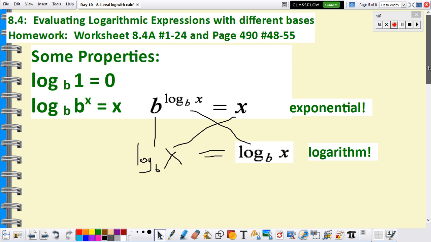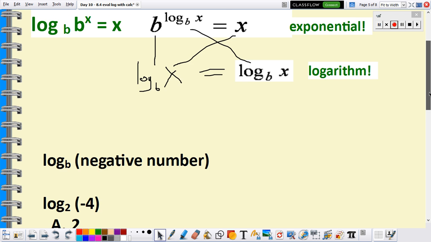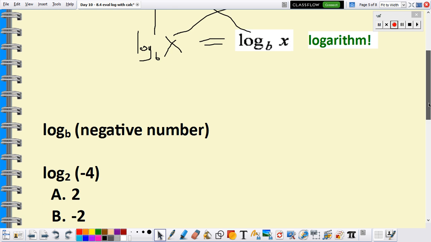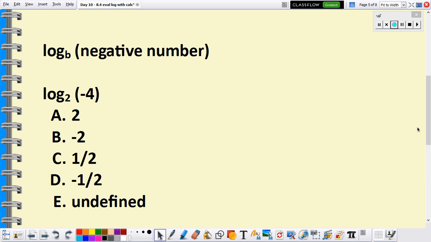All right, we're going to look at one more property, and that is log base b of any negative number. I have a lovely example for you. If we have log base 2 of -4, I want you to think to yourself, obviously, because you're at home, 2 raised to what power equals -4? If you picked undefined, you would be correct.